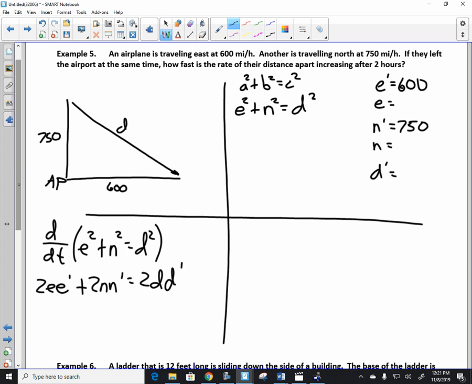E represents what? It's not the rate. It's the actual distance. So if they've been flying for 2 hours, what is the distance that the plane has traveled? 1,200. 600 miles per hour, 2 hours, 1,200 miles. How far has the plane traveled north? 1,500.